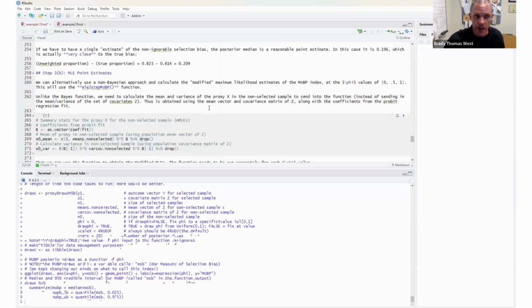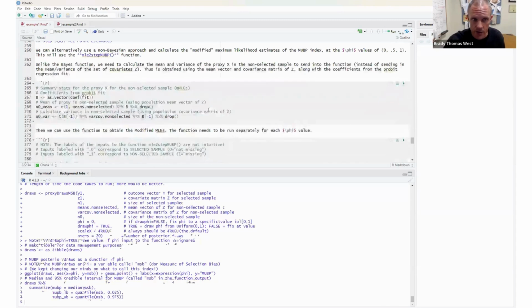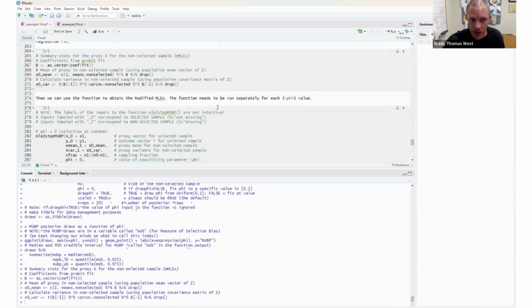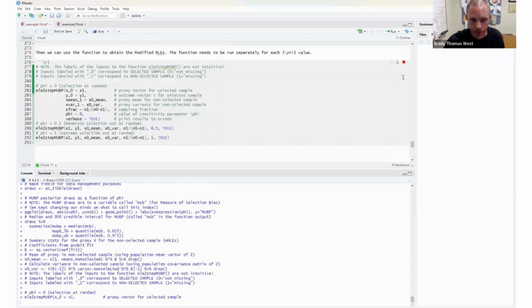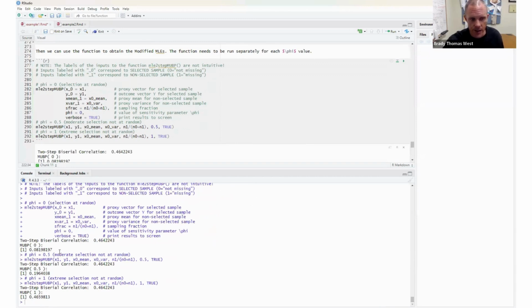Okay, we can also calculate directly what those measures of selection bias were based on maximum likelihood estimation, so not being Bayesian, but plugging in values of phi, choosing 0, 0.5, and 1 in another function that's available here. If I do that, you can see in the output here, assuming ignorable selection, the bias was about 0.08. The median, here 0.5 for phi, about 0.196, similar to the Bayesian result. Assuming fully non-ignorable selection, you can see the bias is all the way up to about 0.47 based on the proxy variable that we're actually using.